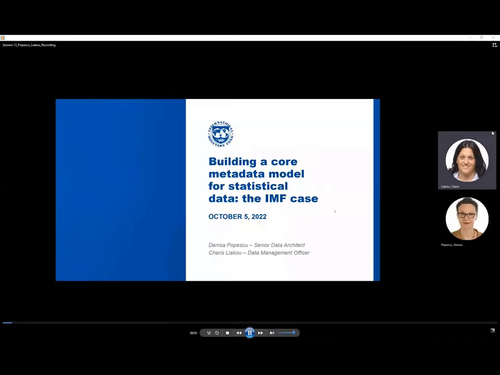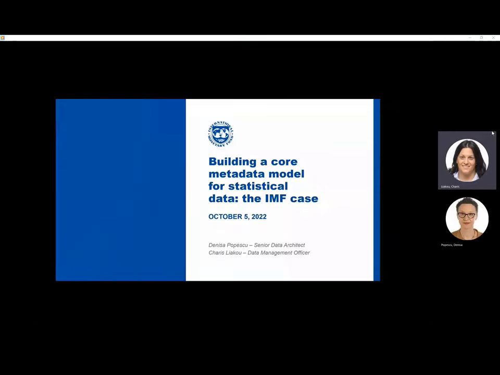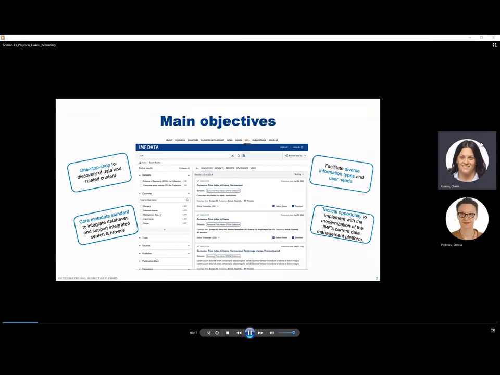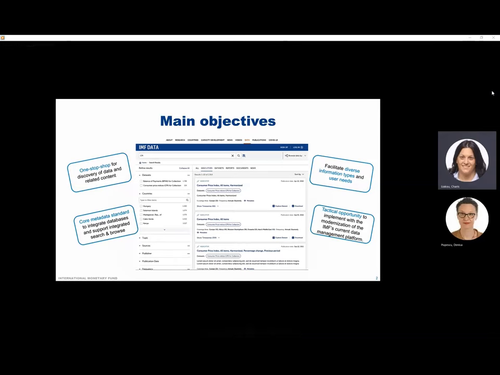Hello everyone, we are here to present a part of our recent work on metadata for statistical data at the IMF. Our work on metadata focuses on several main objectives. The primary objective is building an integrated portal for both internal and external users to search and browse data and related content. In the middle of this slide, you can see a view of the future IMF's data portal.